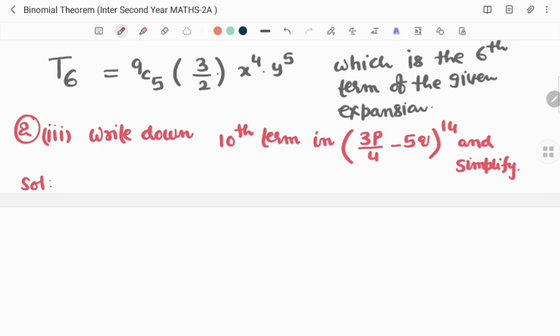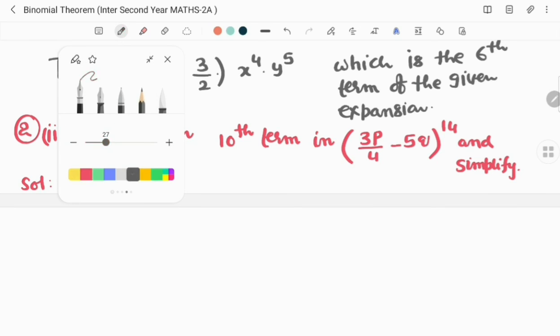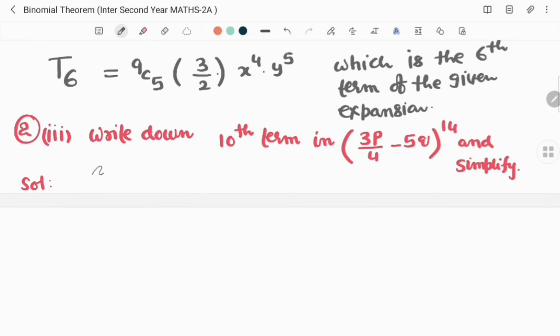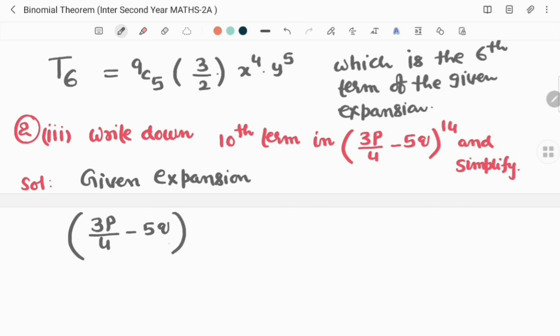In the solution step, first you have to write the given expansion: (3p by 4 minus 5q) whole power 14. Here n is equal to 14, x is equal to 3p by 4, a is equal to 5q.